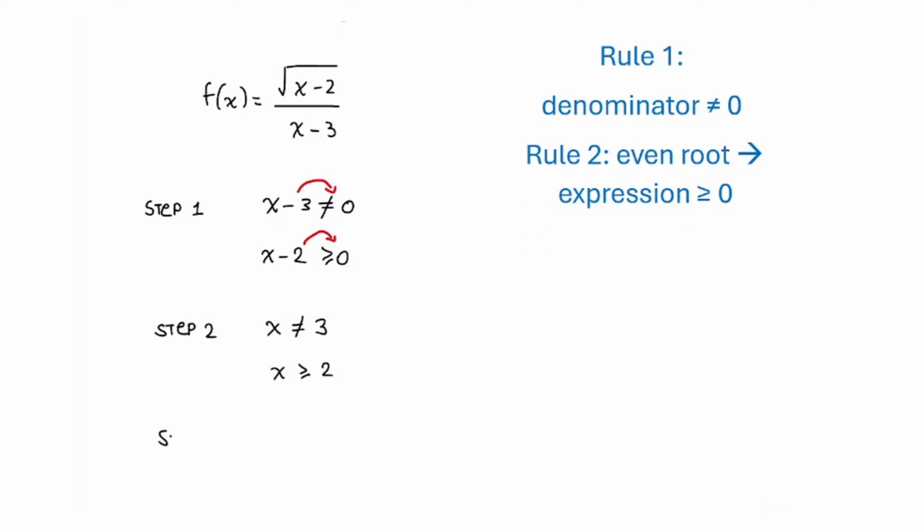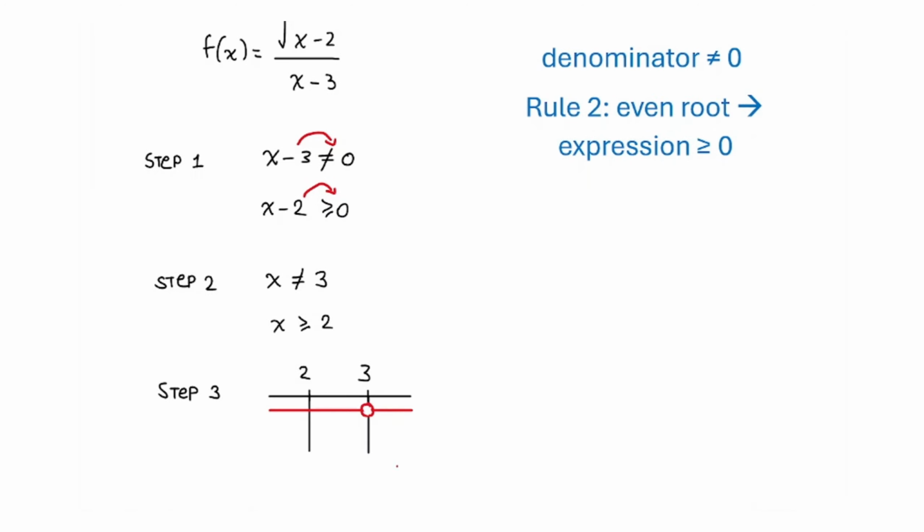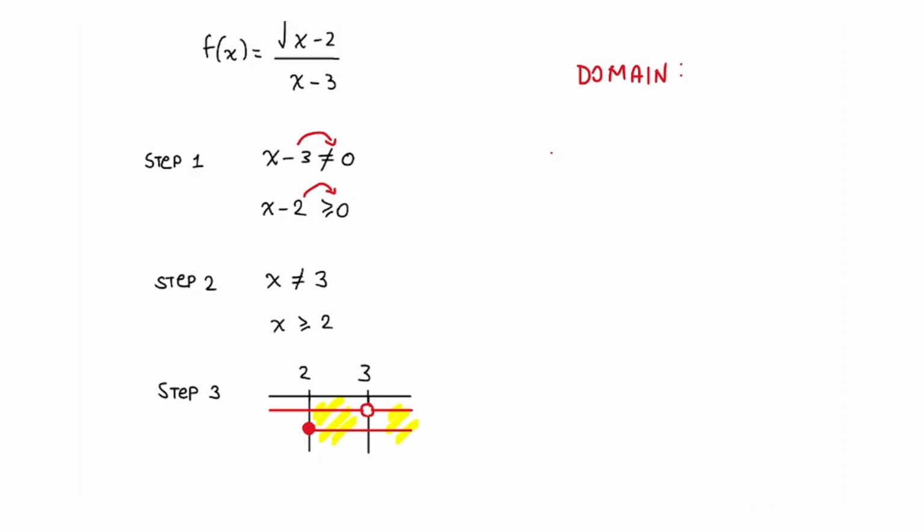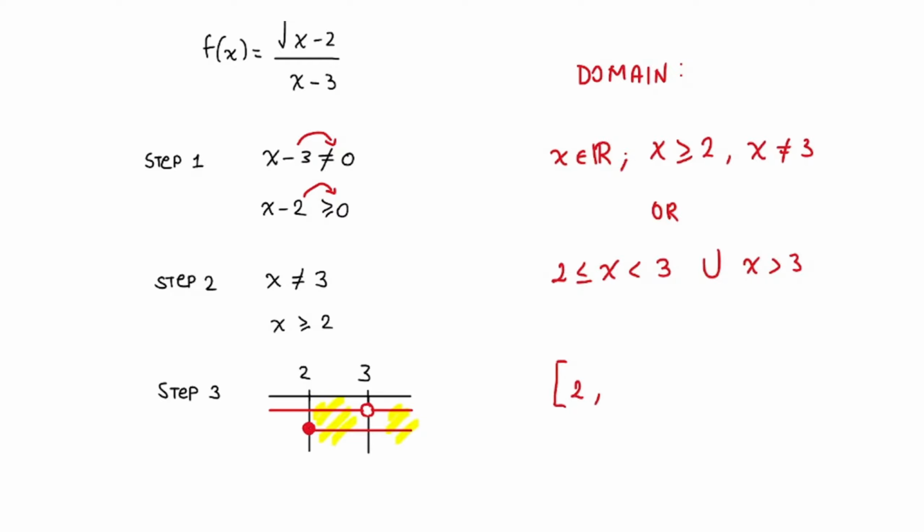Now we combine them. We draw a number line and place the key values, 2 and 3. The first condition allows all values except 3. The second condition allows values greater than or equal to 2. Now we look where both are satisfied. So the domain is x belongs to the real numbers, such that x is greater than or equal to 2 and x is not equal to 3. Or in interval notation, from 2 to 3, excluding 3, union from 3 to +infinity.